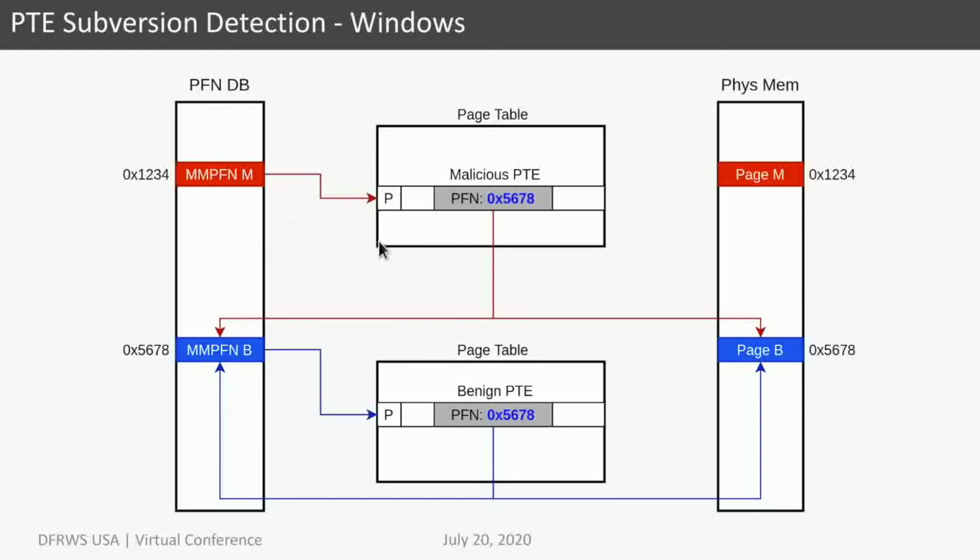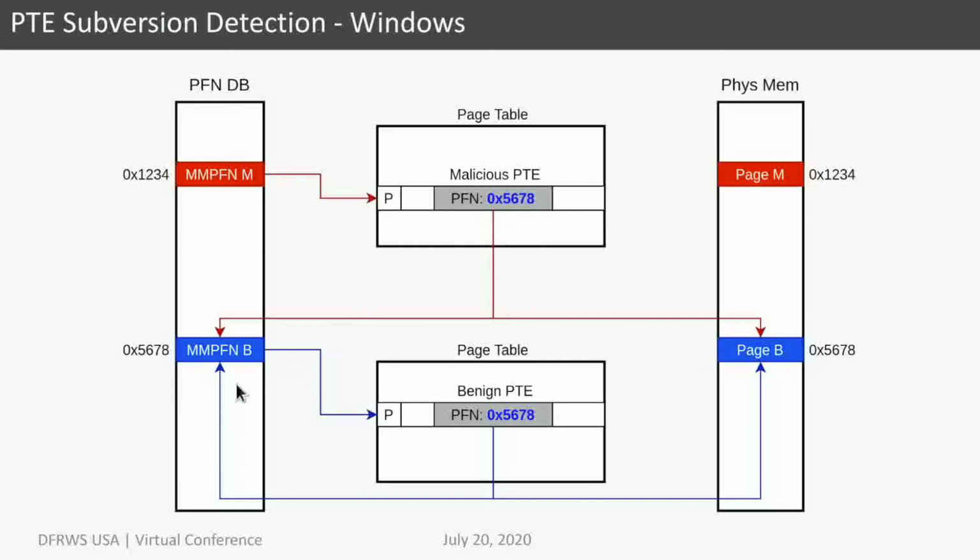And the third part here is the PFN number. So by enumerating all the PTEs and collecting all the page frame numbers, we can detect duplicates. And by that, the PTE remapping. This only works for private memory. With shared memory, this doesn't work because with shared memory, it's quite common that multiple PTEs point to the same page frame.